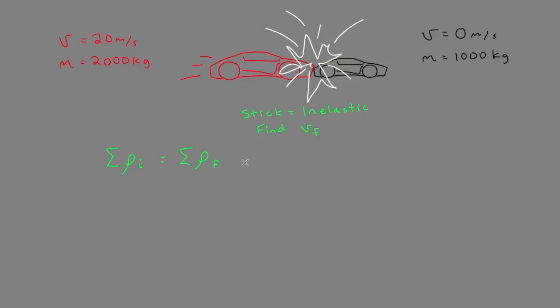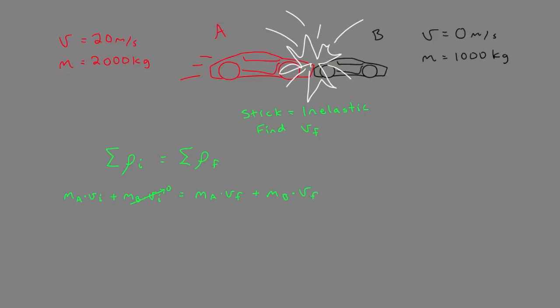So the momentum of car B is 0. Remember, momentum is mass times velocity. So we could show that the mass of car A times the initial velocity of car A, plus the mass of car B times the initial velocity of car B, which is 0, equals the mass of car A times the final velocity of car A plus the mass of car B times the final velocity of car B.